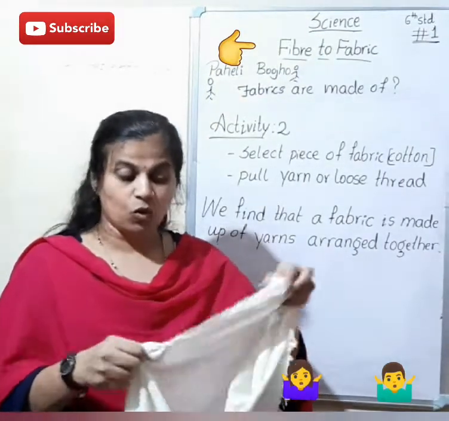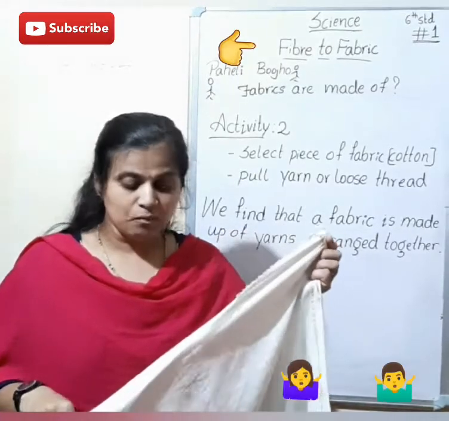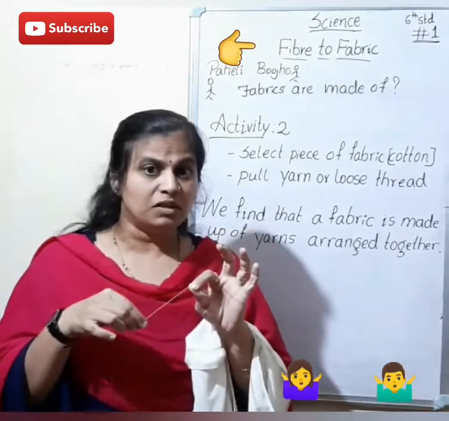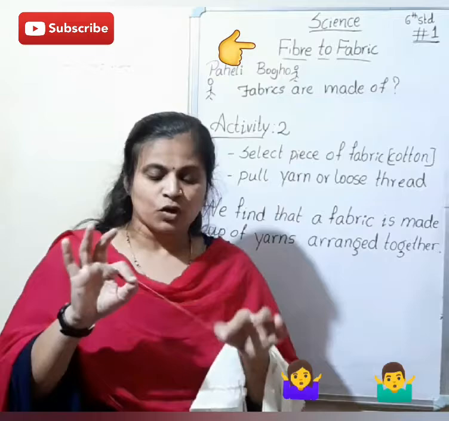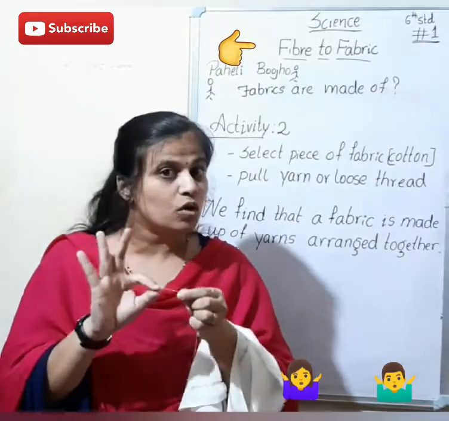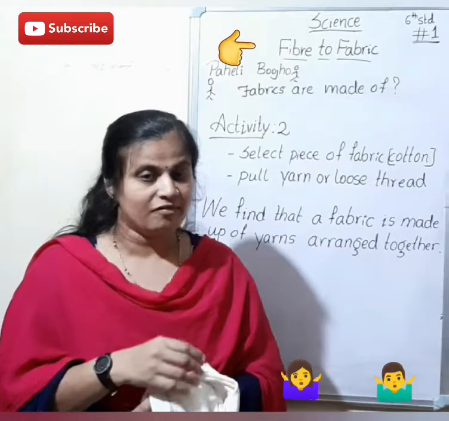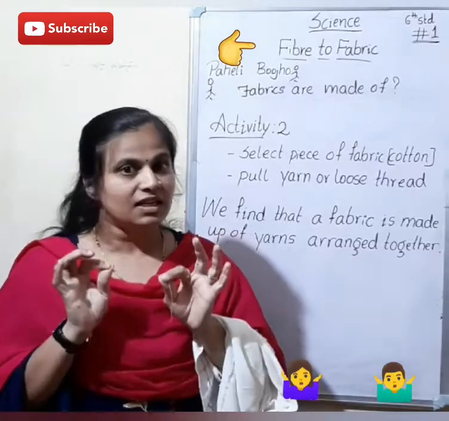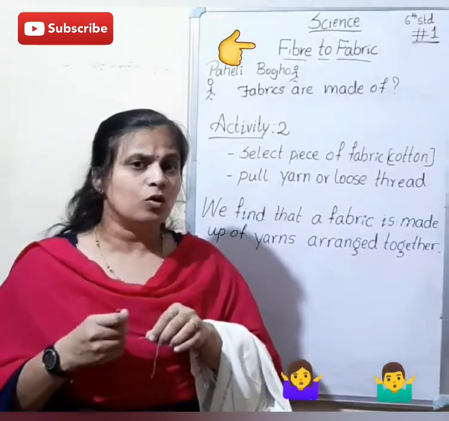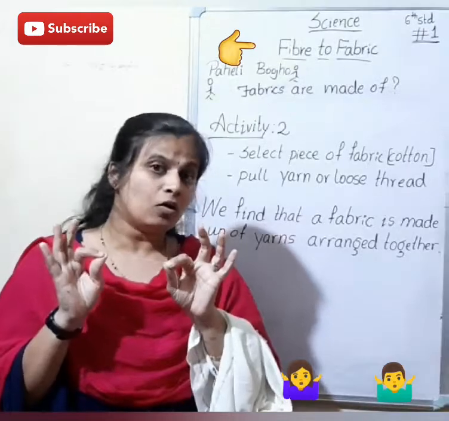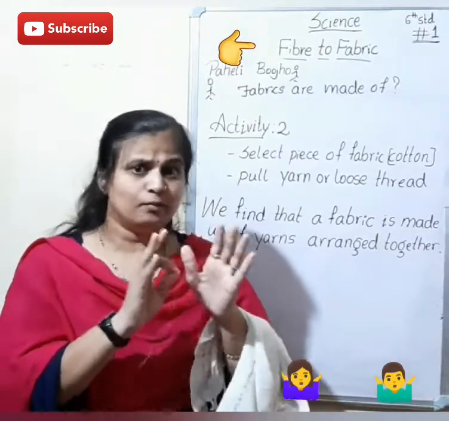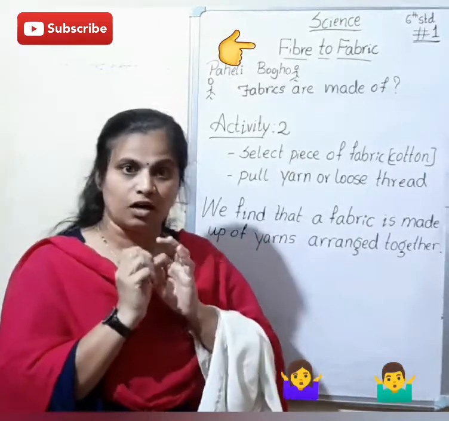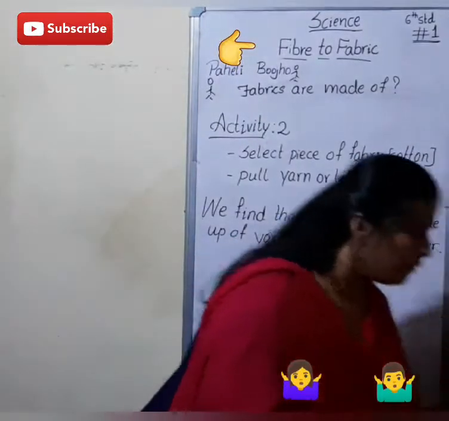So what does this show? This cloth, this fabric, is made up of yarns arranged together. What does yarn mean? Yarn means thread. These threads are arranged together to make fabric. That is what we have learned through this second activity. Please try it at home too. Now we are going to know what these yarns are made of. Paheli and Bujo got their doubt cleared that fabrics are made of yarn. What message did they get now?